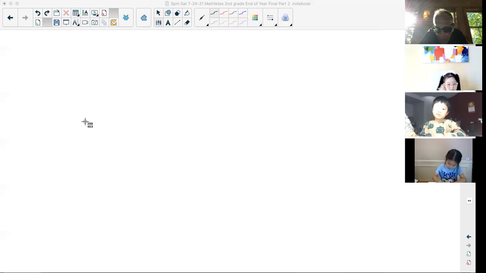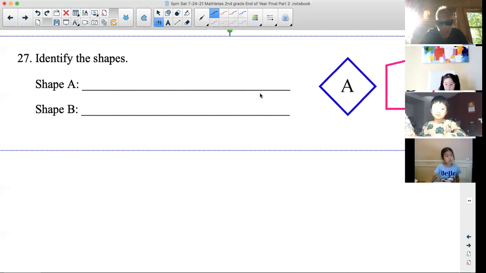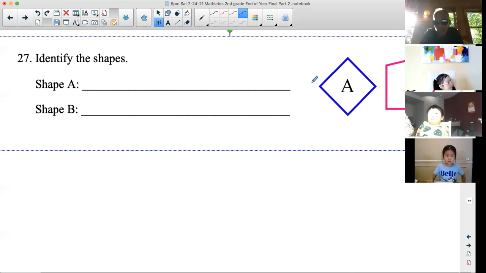Now we're getting into a little bit of geometry. Who can tell me what is shape number A? And who can tell me what is shape number B? So, shape number A. Raise your hand if you have an idea. What is shape number A? Don't say it out loud yet.